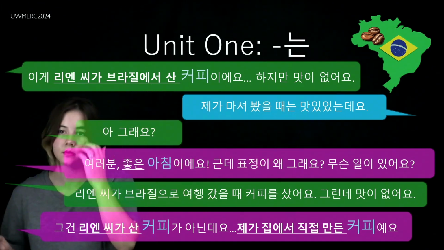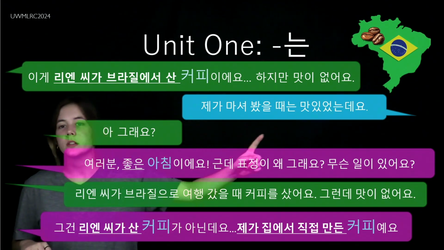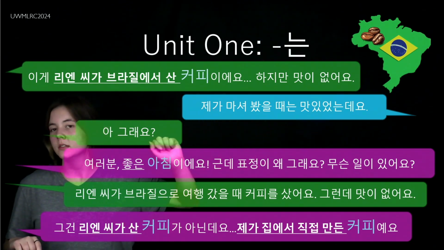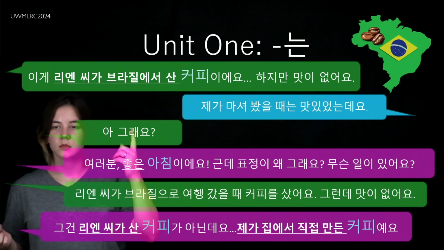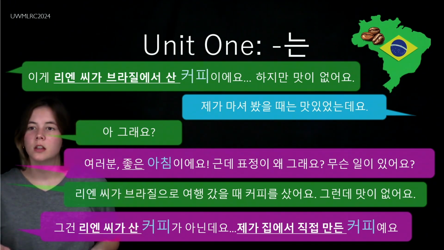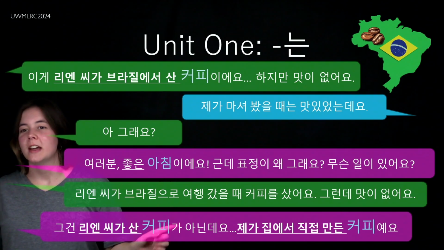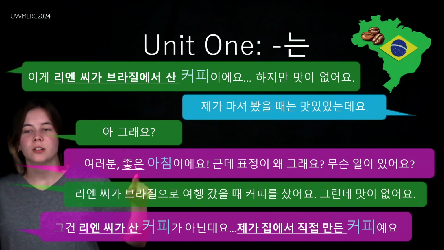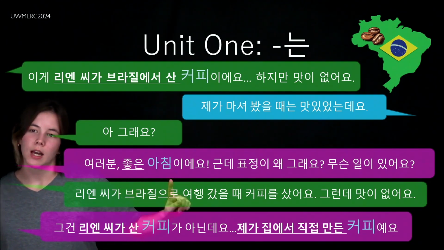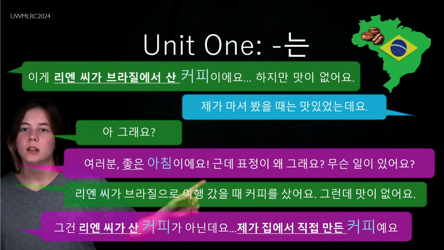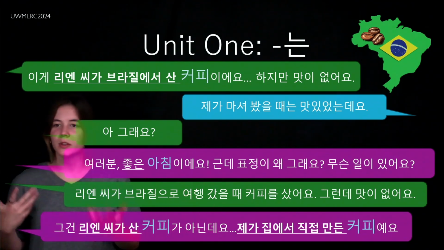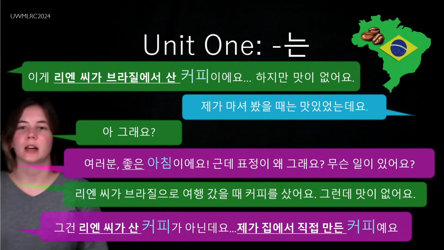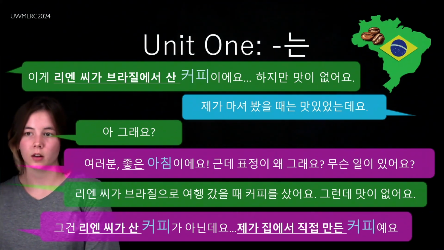맛이 없어요. 제가 마셔봤을 때는 맛있었는데요. When I tried it before, it tasted pretty good. 아, 그래요? Oh, really? 여러분, 전 아침이에요. Adjective modifying form, modifying 아침, morning. So good morning. 근데 표정이 왜 그래요? But what's with your expressions? Why do you all look like that? 무슨 일이 있어요? Is there something wrong?